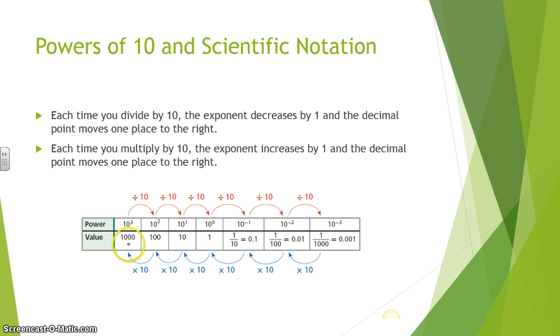So 10 to the third is 1,000. 10 squared is 100. So notice when we decrease in the exponent, we decrease in the value. 10 to the first is 10. 10 to the 0 is 1. So please write down both of these explanations along with the chart.